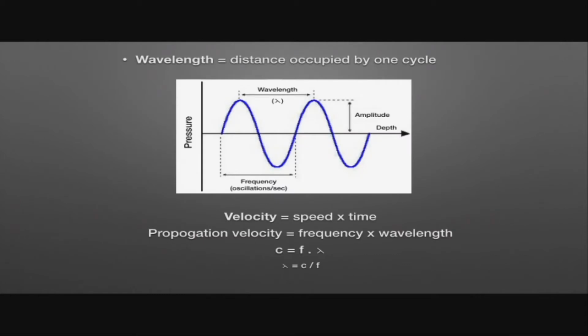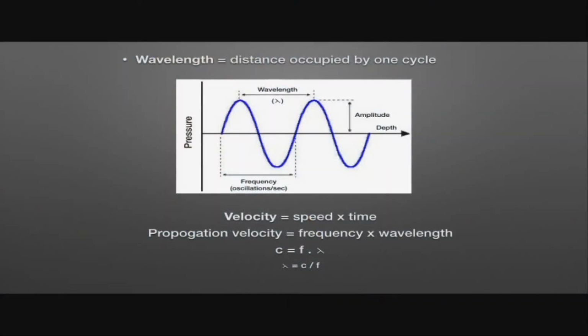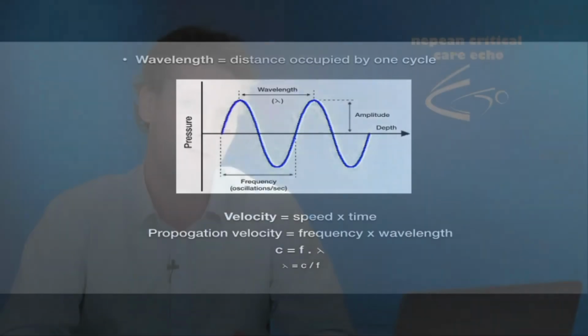Instead of considering pressure over time, if we consider how the pressure varies over distance or depth traveled, for instance, we can now get an idea of what the distance occupied by one cycle is in terms of the wavelength. And if we combine both of these two figures, both the pressure over time and pressure over distance or depth, we can get an idea of what maybe the velocity is of the sound wave. And if we remember the equation, velocity equals speed times time, we can then get an idea of what the propagation velocity, or the speed at which the ultrasound wave is moving through the tissues, and we can say propagation velocity is equal to frequency times wavelength.